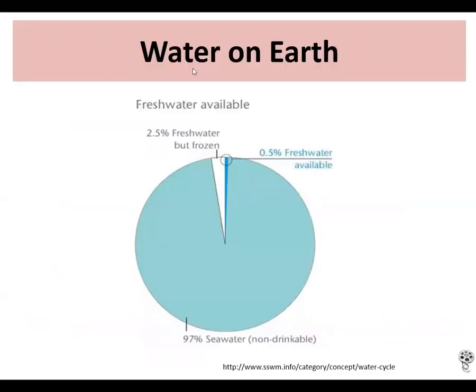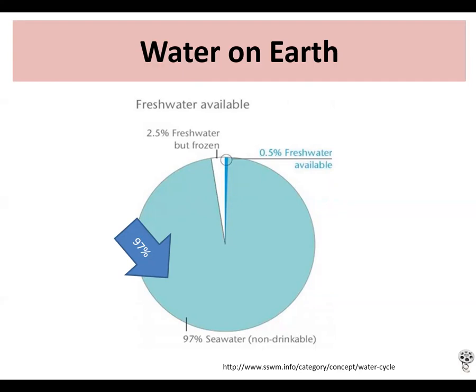Let us begin by describing the water on Earth. Our planet is called a blue planet because 75% or even more of our planet is covered with water. We have a lot of water on Earth and we are very lucky to have this much water. However, 97% of the water on Earth is salt water.